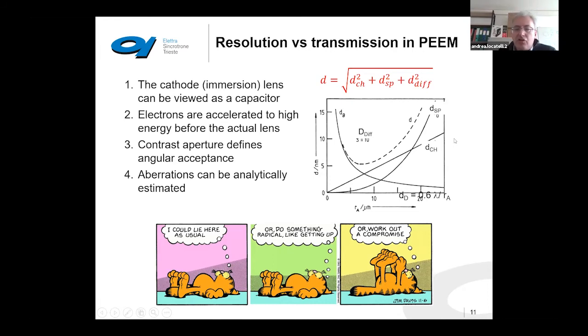The PEEM can reach a best lateral resolution of about 10 nanometers. But of course, there are variants which have aberration correction implemented that can improve the resolution significantly, to about 1 or 2 nanometers.